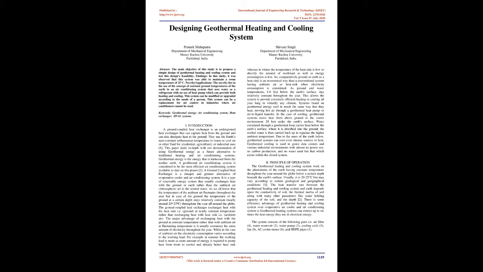As we all know, the temperature of the ambient air fluctuates throughout the year, but in case of the ground, the temperature of the ground at a certain depth stays relatively constant, nearly around 25 degrees C, throughout the year all around the globe. The ground-coupled heat exchanger exchanges heat with the heat sink, i.e., ground, at nearly constant temperature rather than exchanging heat with heat sink, i.e., ambient air.